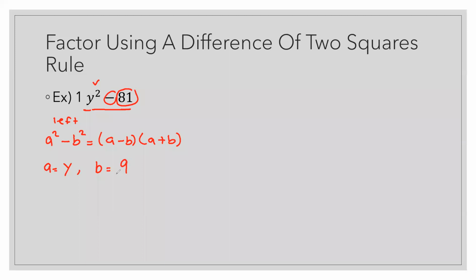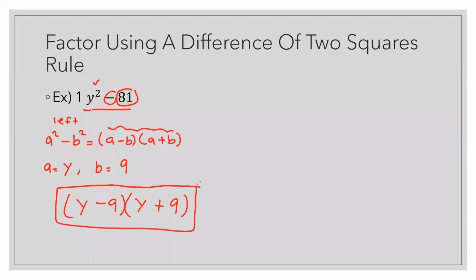Good. So once you have your a and your b, that's like the hardest part. Make it look like the right side. So it's a minus b, so it's y minus 9, right? Our a value is y and my b value is 9. And then a plus b, so it's y plus 9. That's it. So it's all about just figuring out your a value and your b value. Let's go ahead and pause a moment, copy down, and we're going to move on to example 2.